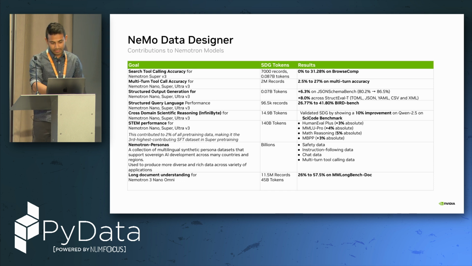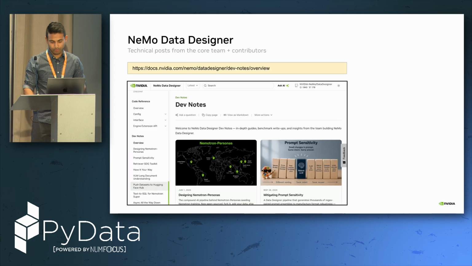The other one is the last one at the bottom, long document understanding. We contributed around 2 million records, 45 billion tokens, and it improved that particular model. In this case, it's Nemotron 3 Nano Omni. Omni means it can handle text, audio, video, and image in the same context. You can give it in the same input, and it can give text output, and it improved performance on long document understanding, which is a benchmark that measures how well it can reason about content across hundreds of pages and answer questions, by about 2.2x.